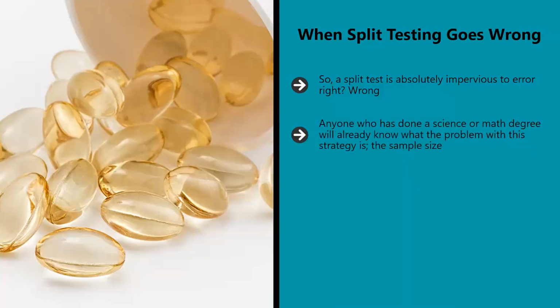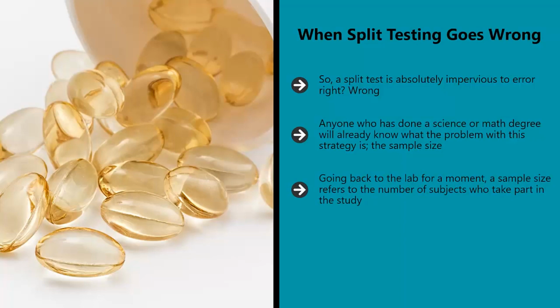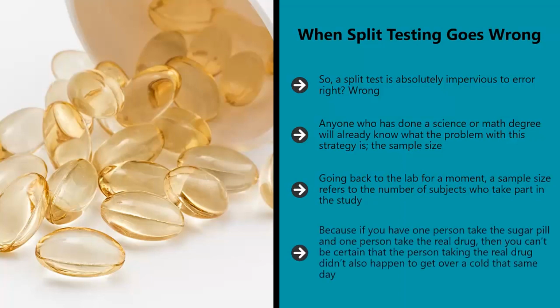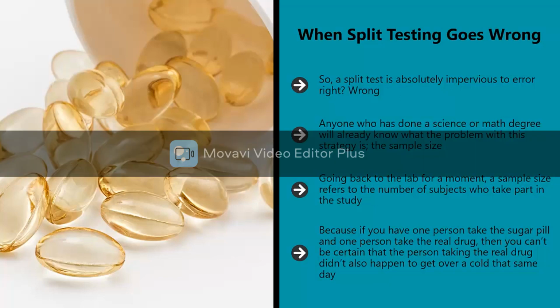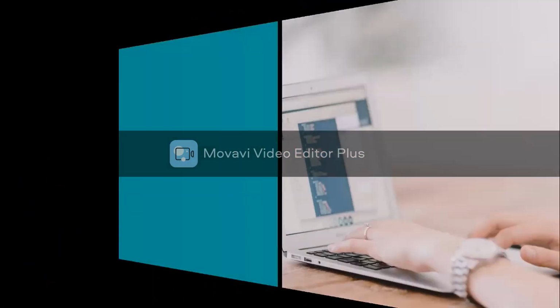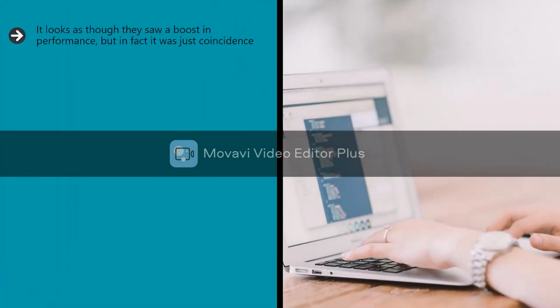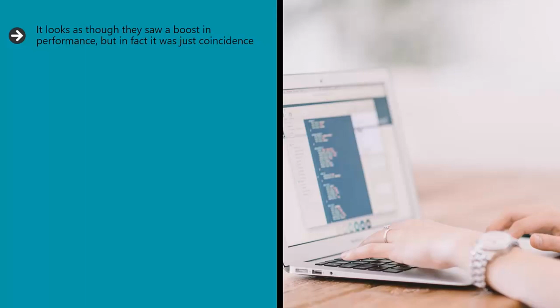the sample size. Going back to the lab for a moment, a sample size refers to the number of subjects who take part in the study. Because if you have one person take the sugar pill and one person take the real drug, then you can't be certain that the person taking the real drug didn't also happen to get over a cold that same day. It looks as though they saw a boost in performance, but in fact it was just coincidence.